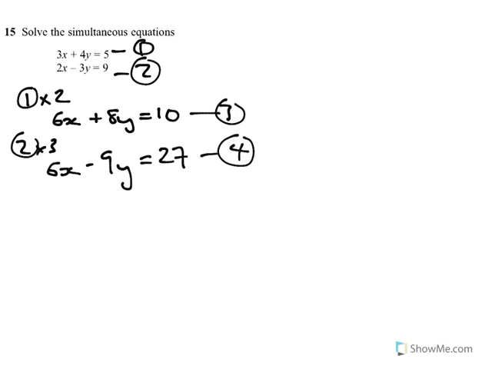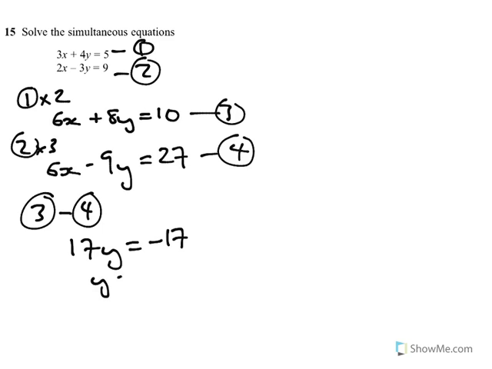I'm going to do 3 take away 4, so 6x take away 6x is nothing, 8y minus minus 9y is 17y, and then 10 take away 27 is going to be minus 17. So y equals minus 17 over 17, y equals minus 1. I'm now going to use this in this equation here. I chose that one because there's no minuses in that one. So y is minus 1.